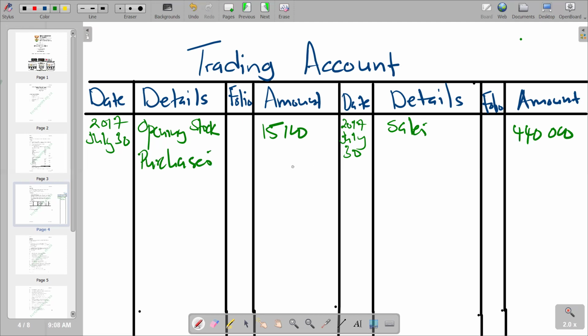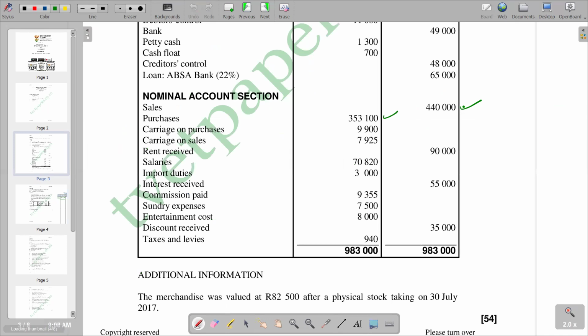Purchases, we've got 353,100. And then we check in terms of after purchases, we are given carried on purchases. Remember, carried on purchases are going to increase the value of purchases. So they also go to the debit side of the trading account, which is 9,900 for carried on purchases.